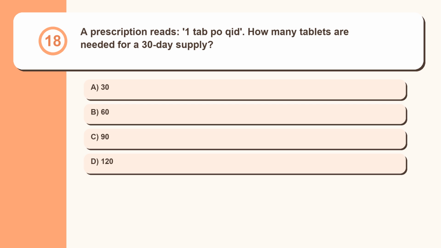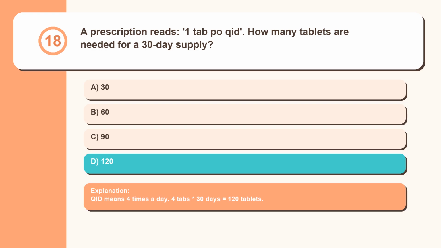Question 18. A prescription reads 1 tab per QID. How many tablets are needed for a 30-day supply? 30, 60, 90, 120. QID means 4 times a day. 4 tabs times 30 days equals 120 tablets.